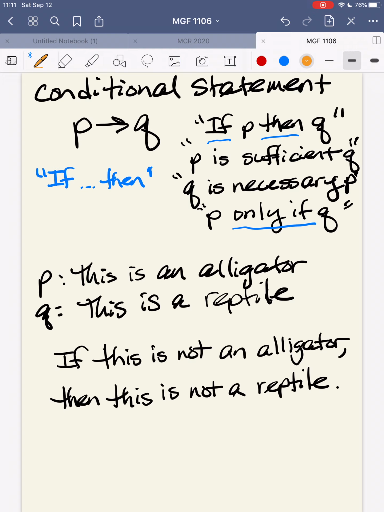P, this is an alligator. Statement Q, this is a reptile. Okay, and I want to write this in symbolic form. Okay, so what I'm seeing here is if this is not an alligator, then this is not a reptile. Notice there's my if and then statement. So I know we're going to use a conditional statement. All right. This is not an alligator. That is the negation of P. On the other side, this is not a reptile. This is the negation of Q.